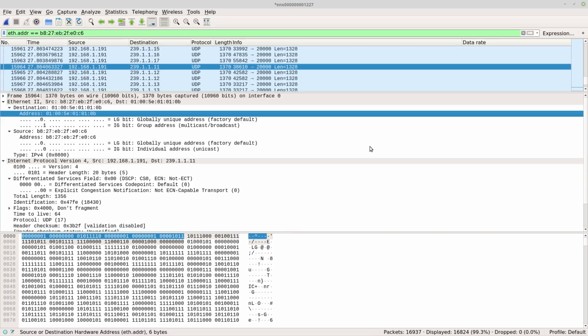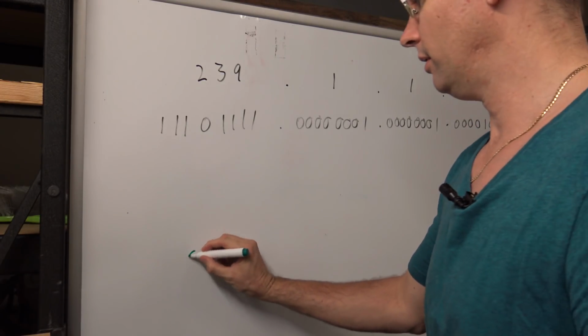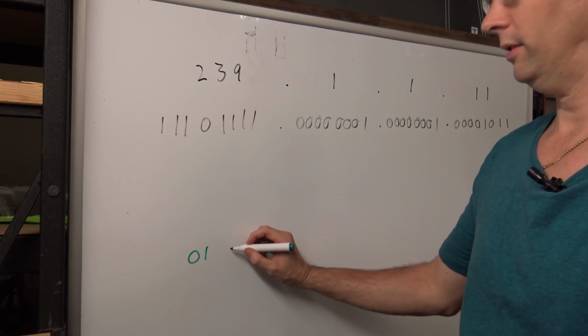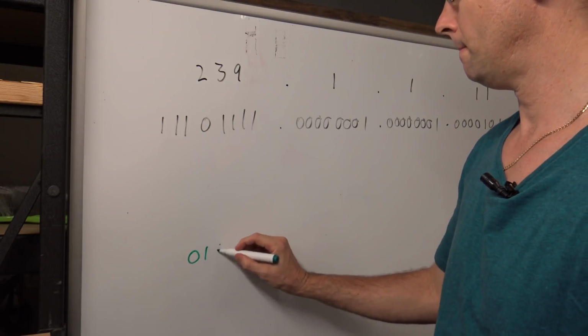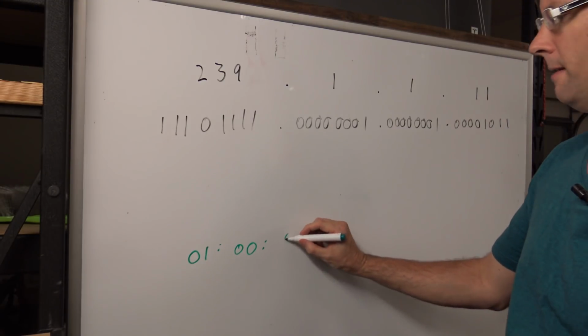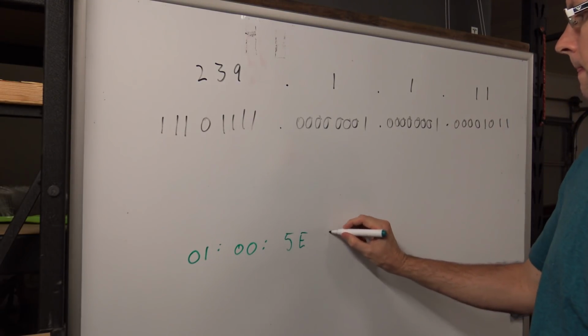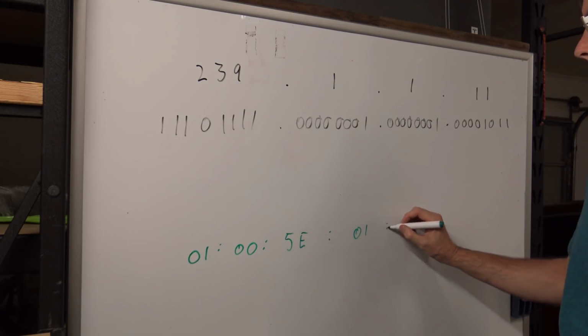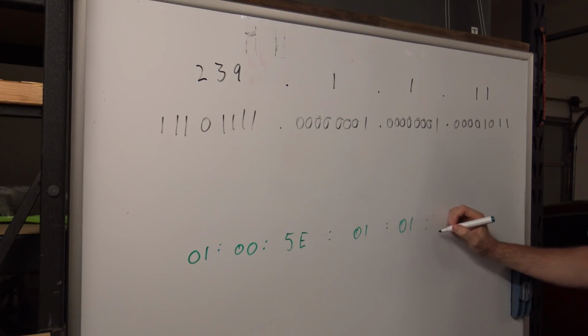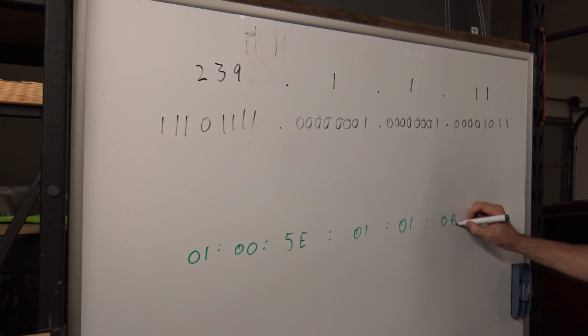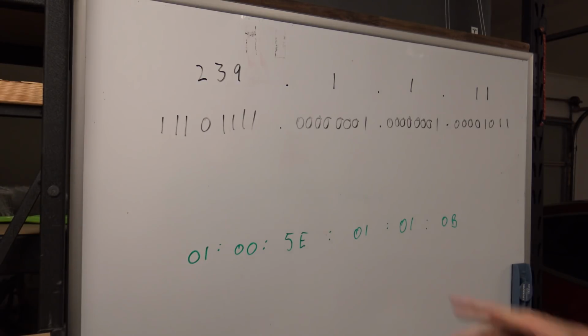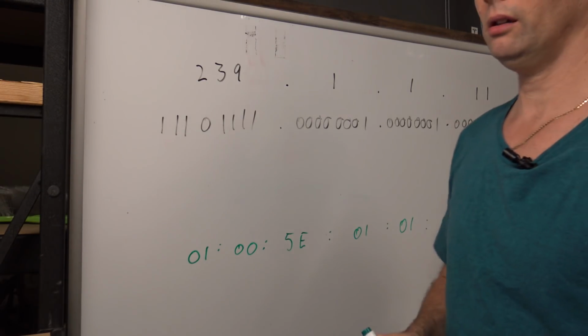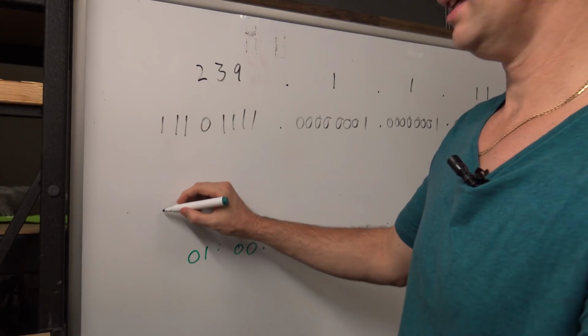Now if I go back to the packet capture and look at the destination address for that multicast group, I'll just write that out. Okay, so I'll write it underneath here. So we've got 01, 00, 5E, 01, 01, 0B. Okay, now I'll write that out in binary bits as well, just to keep it all in order here.